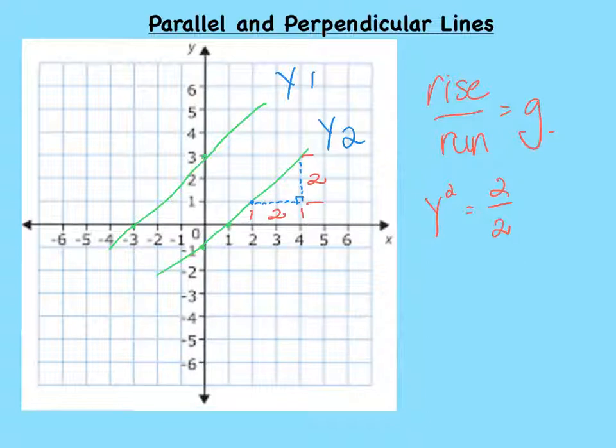Similarly, if we go and look at line number 1, we can go from our 3 over to 2 because that's where this one starts, okay? This one right here, and then we can go up. Again, we can see that our run is 2 and our rise here is 2. So line 1 is also 2 over 2. So these lines are definitely parallel. They are never going to meet, and their gradient or their slope is always going to be the same.